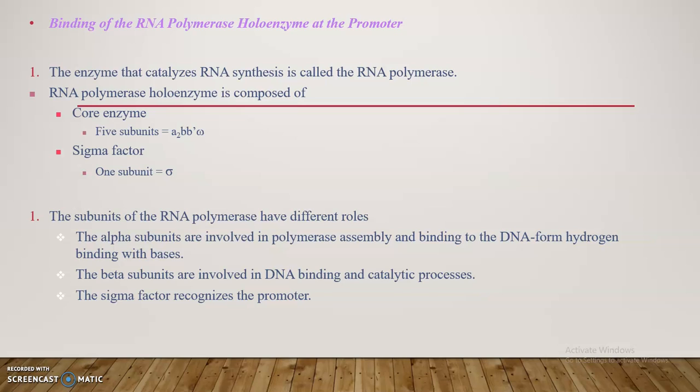The subunits of RNA polymerase have different roles. Now let's discuss the roles of this RNA polymerase. The alpha subunits are involved in polymerase assembly and binding to the DNA, forming hydrogen bonds with bases. The beta subunits are involved in DNA binding and catalytic processes. The sigma factor recognizes the promoter.